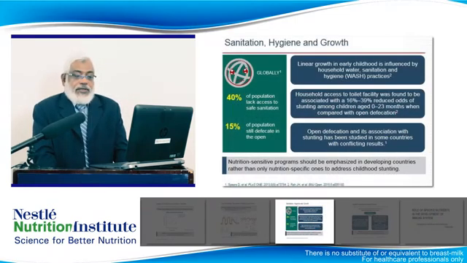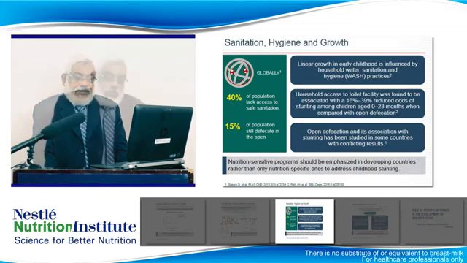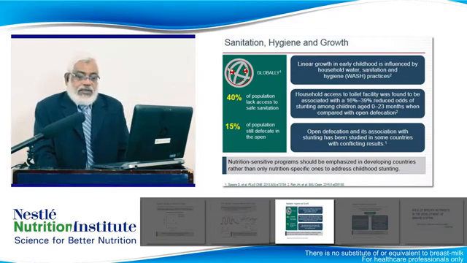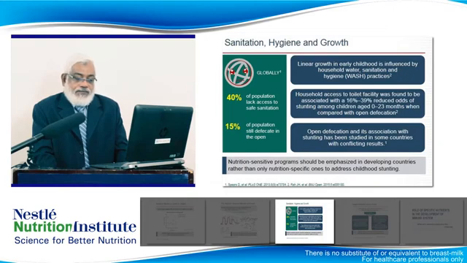Role of sanitation, hygiene in growth. Linear growth in early childhood is influenced by household water, sanitation and hygiene practice. Household access to toilet facility was found to be associated with 16 to 39% reduced odds of stunting among children ages 0 to 23 months when compared with open defecation.